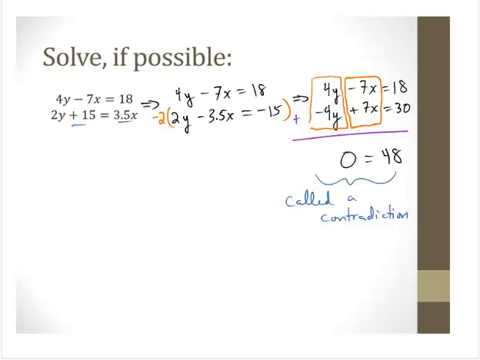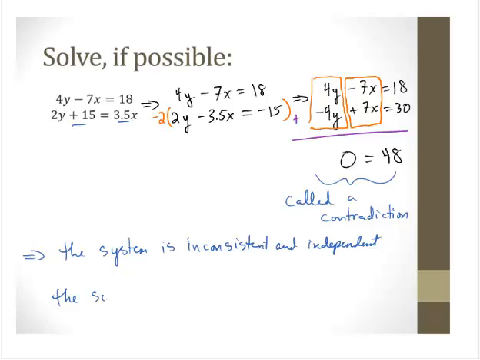And when we're solving a system of equations and we get a contradiction, what that tells us is the system is inconsistent and independent. And so our conclusion is the system has no solution.